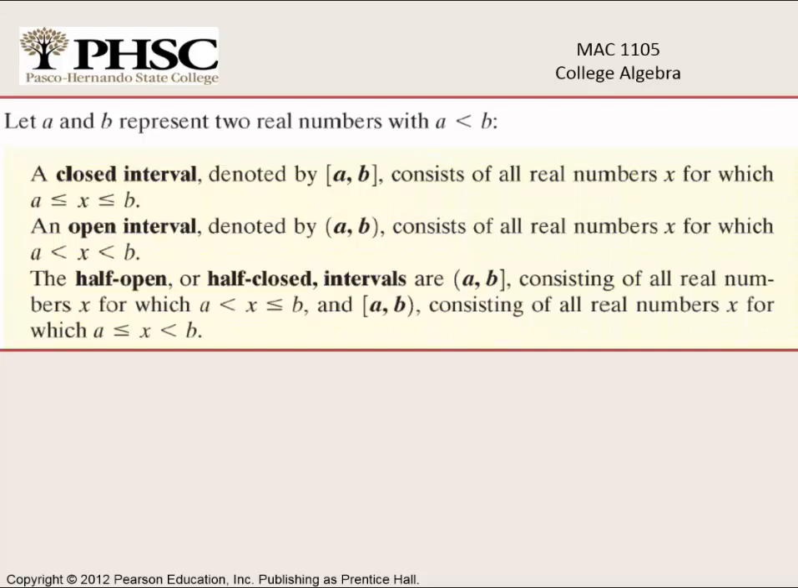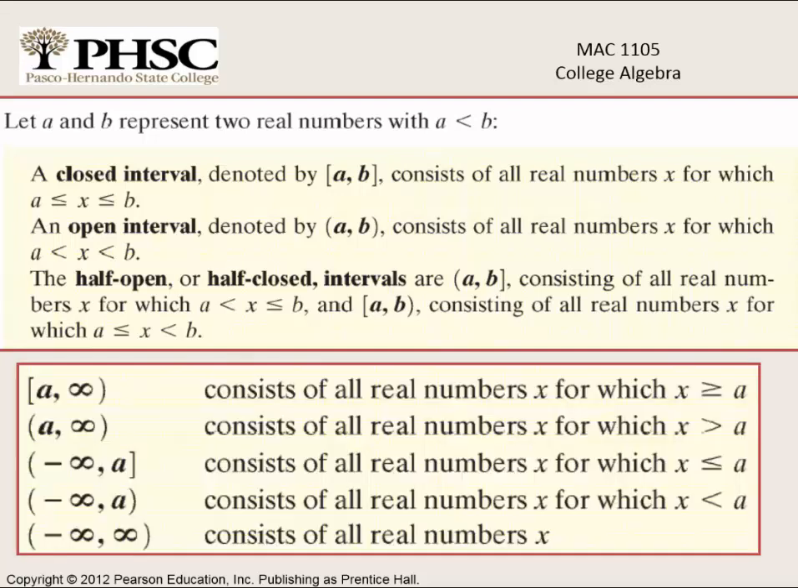Now the half-open and half-closed intervals. The first one is (A, B], consisting of all the real numbers x for which A is less than x and x is less than or equal to B. Now if we have [A, B), this consists of all the real numbers x for which A is less than or equal to x and x is less than B.